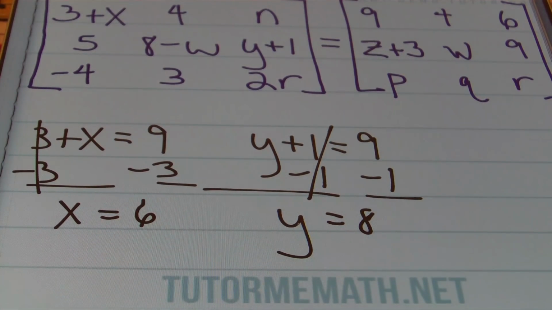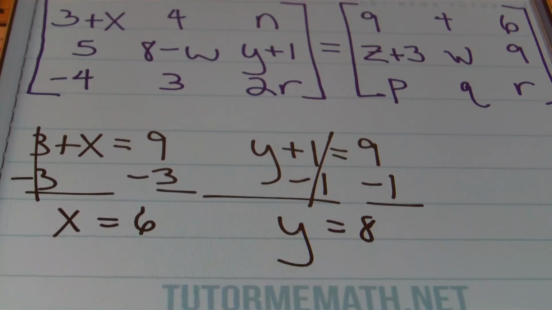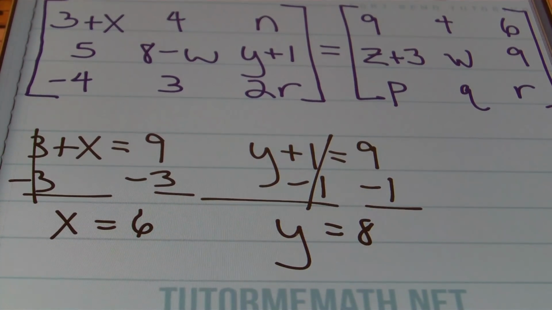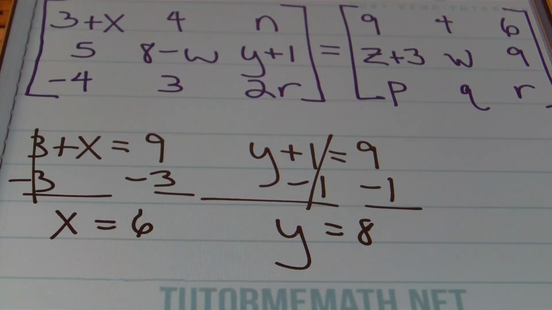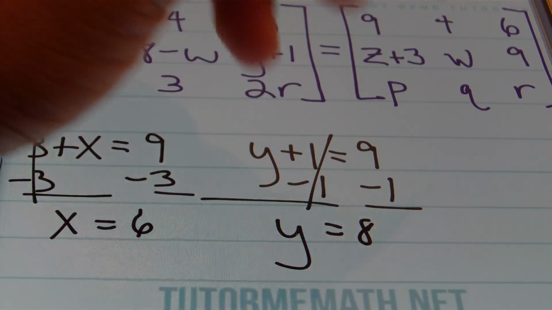Thank you. Next, let's solve for z. We did x first and then y. Let's go for z now. So solving for z, we have the element in the second matrix, second row, first column, that z plus 3.